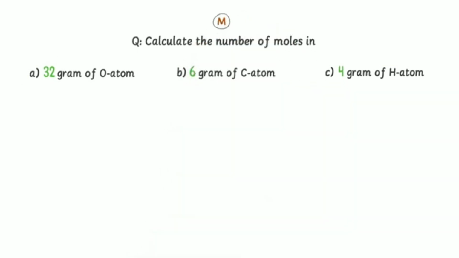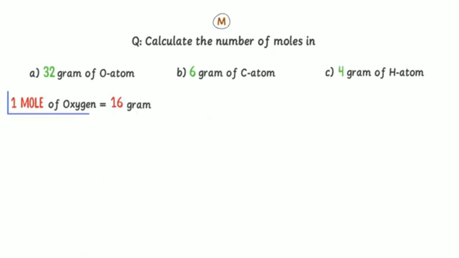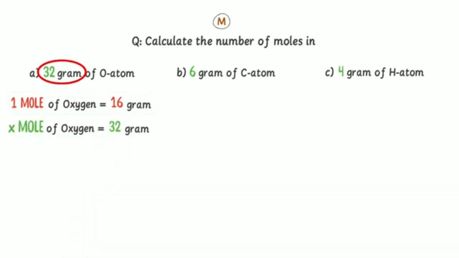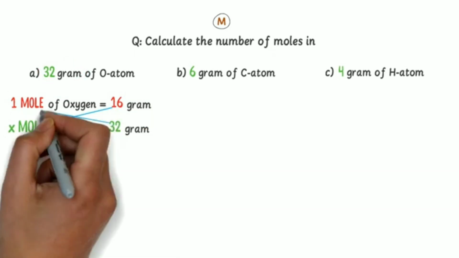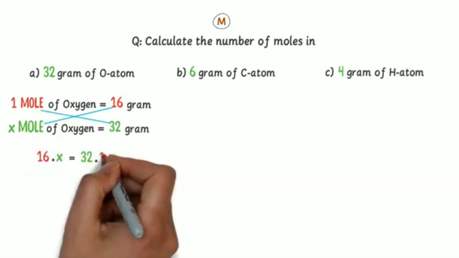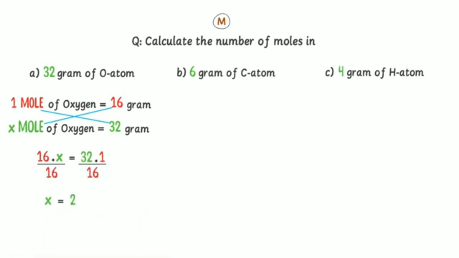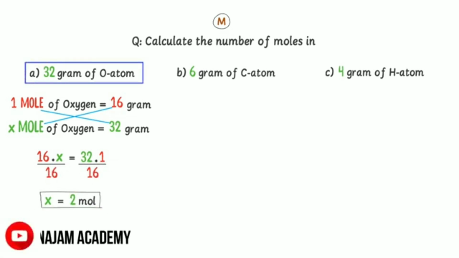We know that 1 mole of oxygen is equal to 16 grams. Just like this relationship, we can say that let X moles be there in 32 grams. Now cross multiply them. I get 16 into X is equal to 32 into 1. Dividing both sides by 16, I get X is equal to 2 moles. So there are 2 moles of oxygen atom present in 32 gram.